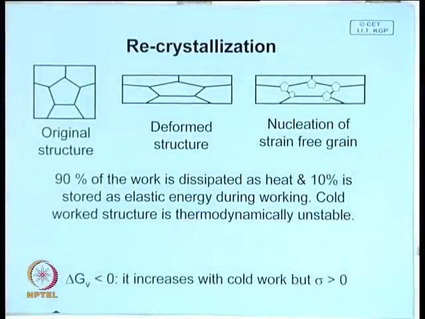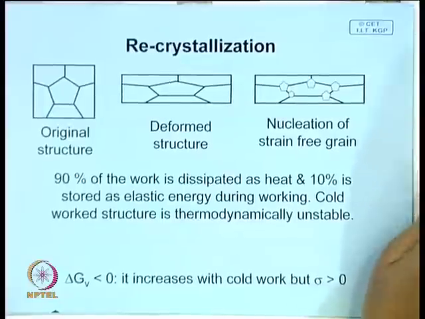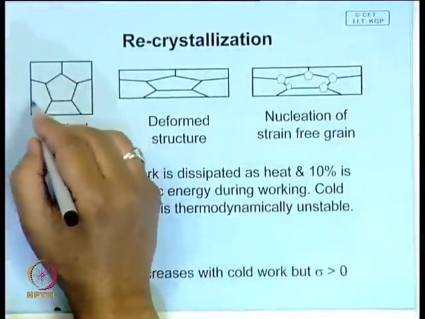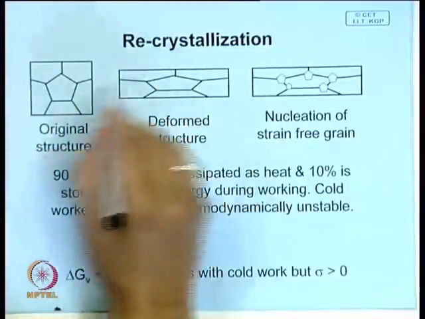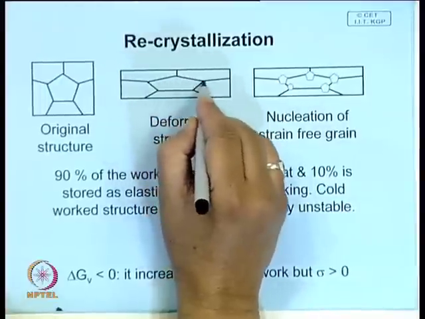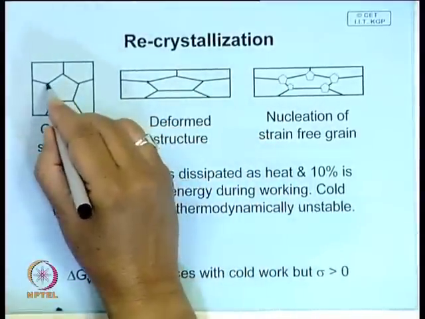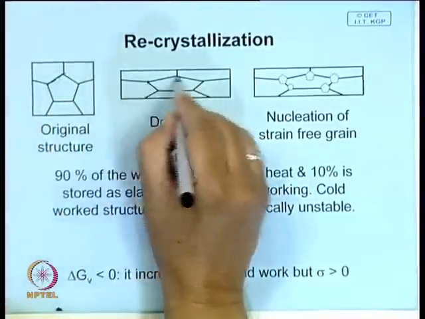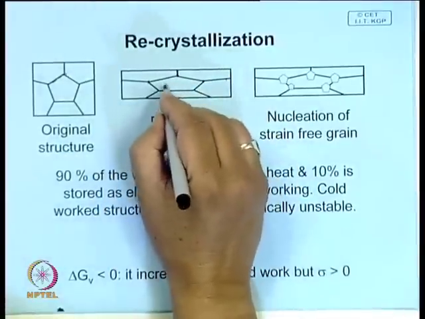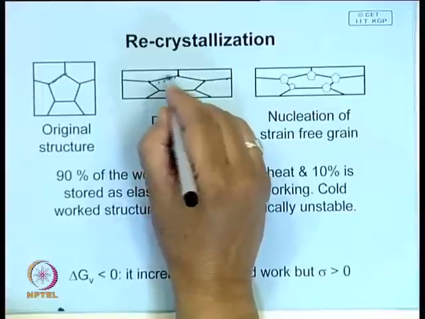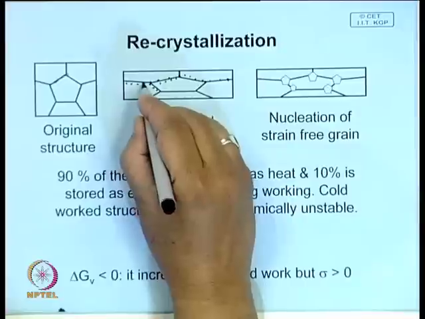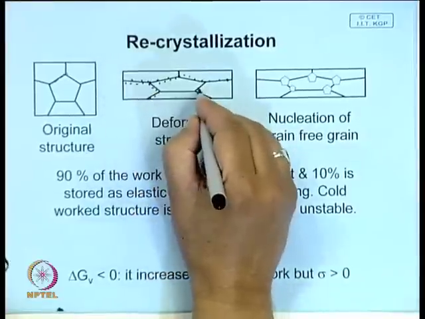Next, let us see the process of recrystallization. We have just seen that as a result of deformation, say if this is the original structure, these are the different grains. If you deform it, the grain shape changes, and when this shape changes, each of these boundaries has some energy. So, the grain boundary energy has also increased. There is a lot of dislocation density in the material, and the bulk of this dislocation density will be here.